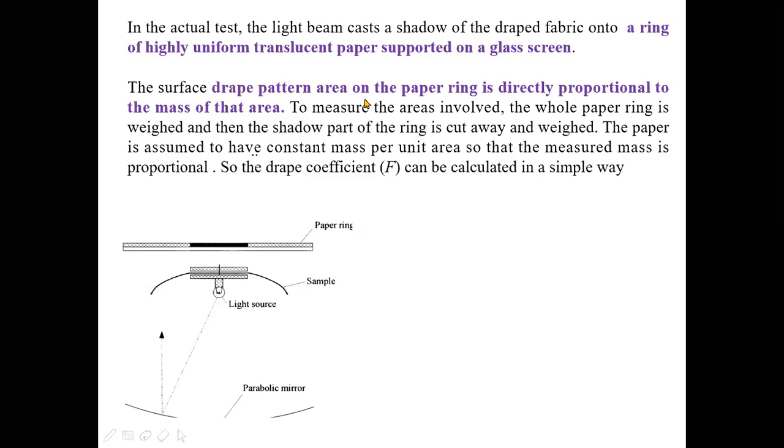The surface drape pattern area under the paper ring is directly proportional to the mass of that area. To measure the areas involved, the whole paper ring is weighed and then the shadow part of the ring is cut away and weighed. The paper is assumed to have constant mass per unit area so that the measured mass is proportional.